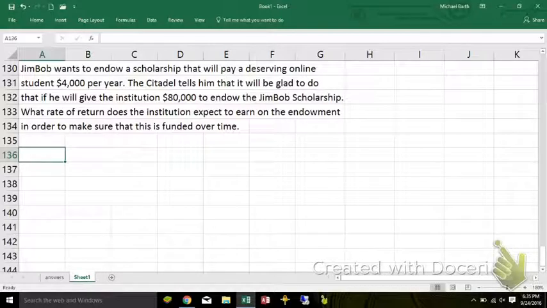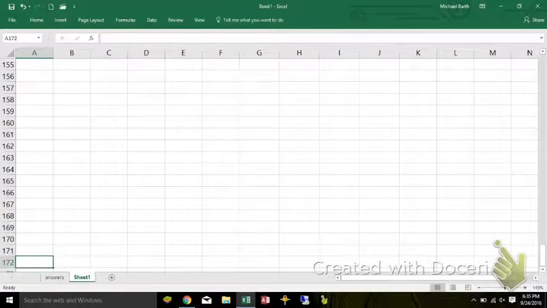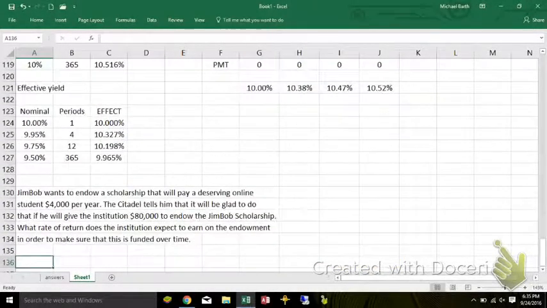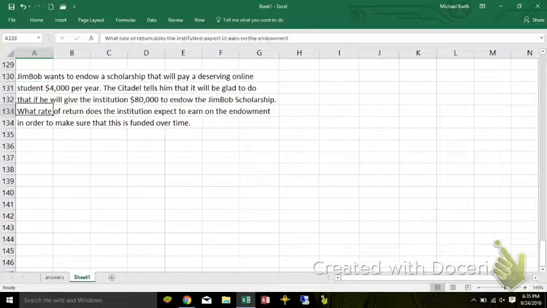So when we're doing these types of problems, I had a glitch with my computer there. Watching the sausage being made.